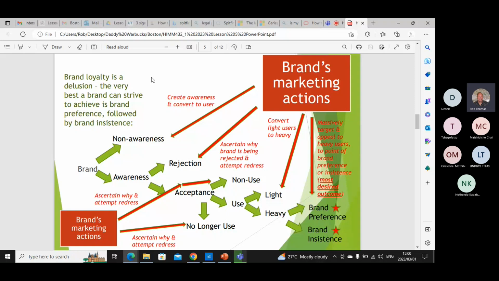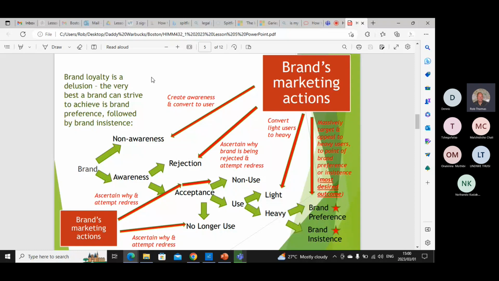Okay, so then you have awareness, guys. So maybe you are aware of the brand. And then when you become aware of the brand, there are two possible states. The first state is brand rejection. In other words, you reject the brand. The second state is brand acceptance, where you accept the brand. So now let's have a look at this in terms of your assignment, brand rejection.